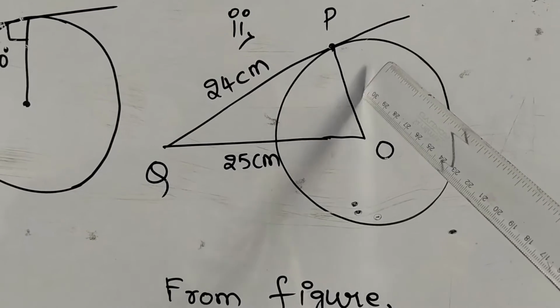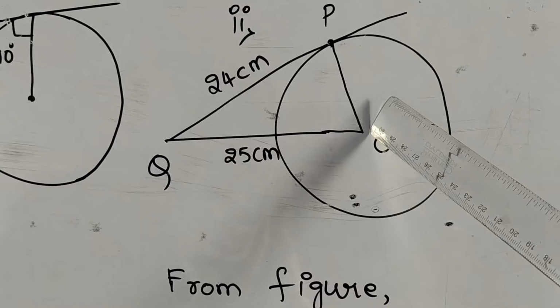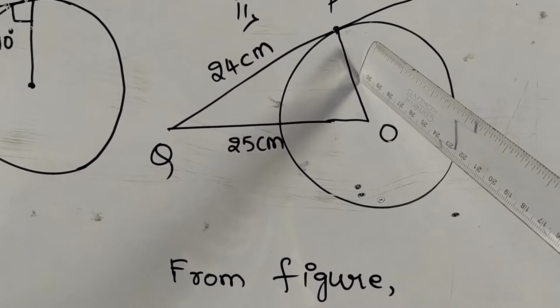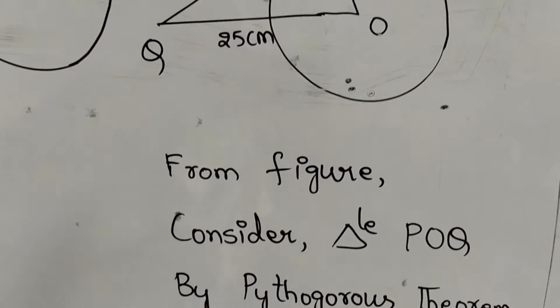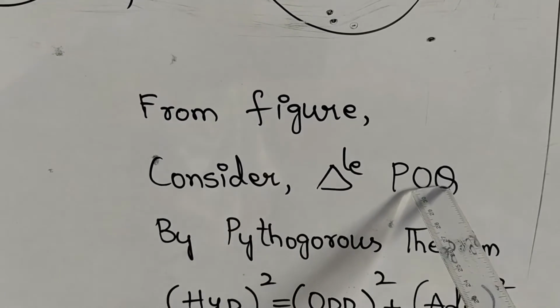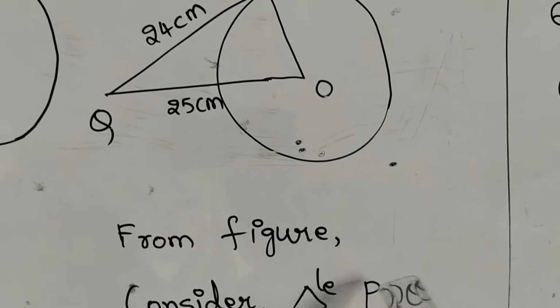So observe here, it is forming a triangle, that is a right angle triangle, and by a right angle triangle, how can we find the third part, students? You all know this. So by using that only I am doing. So from the figure, consider triangle POQ. In the figure I am considering a triangle POQ.